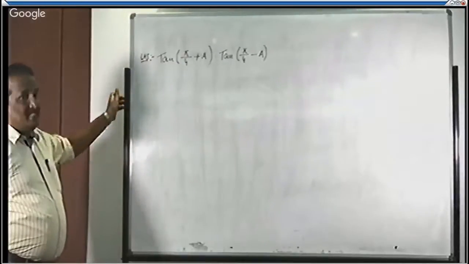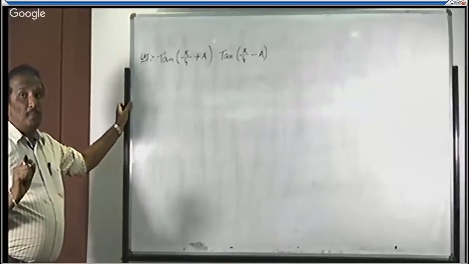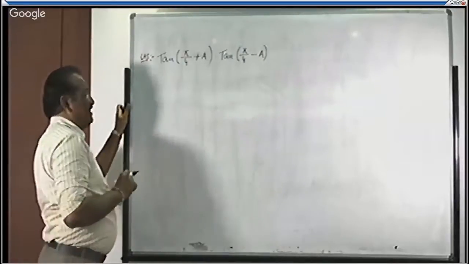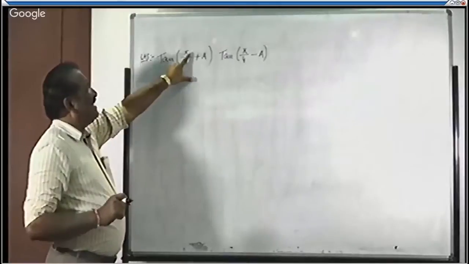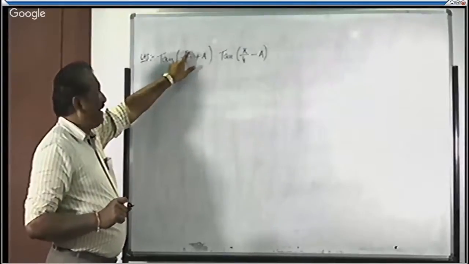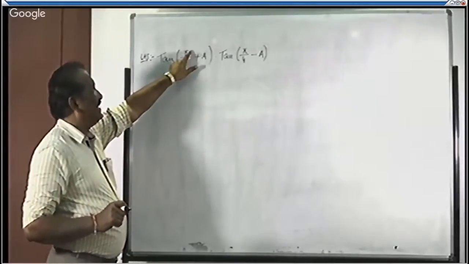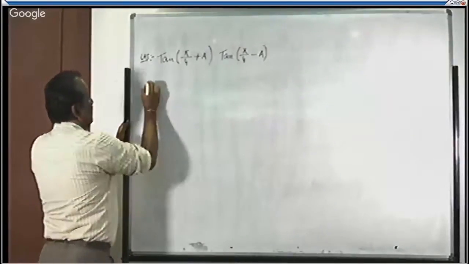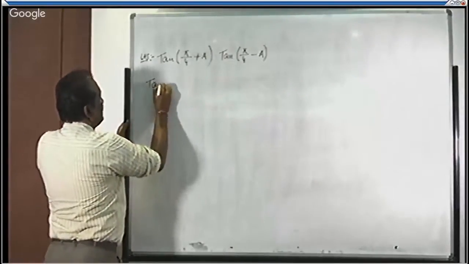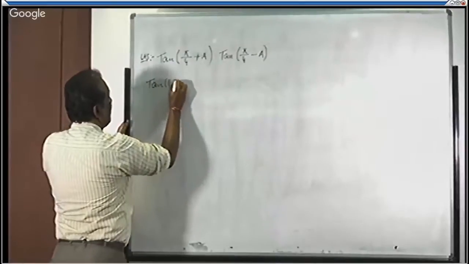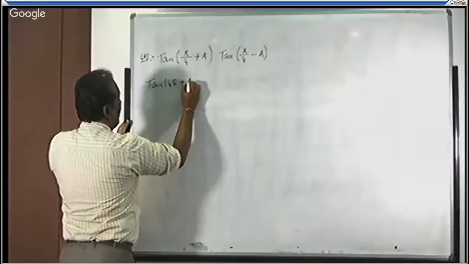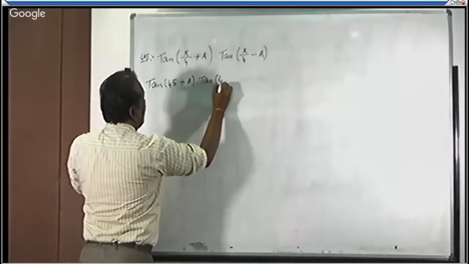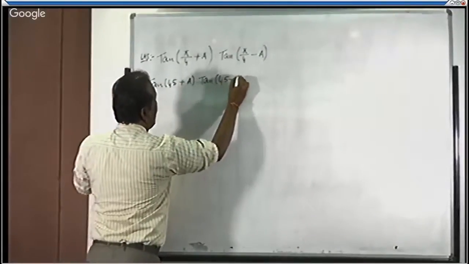Pi means it is the angle expressed in radians. For simplification's sake, convert the angle from radians to degrees. Pi radian is 180 degrees. 180 divided by 4 is 45 degrees. So it is in the form of tan of 45 plus a into tan of 45 minus a.